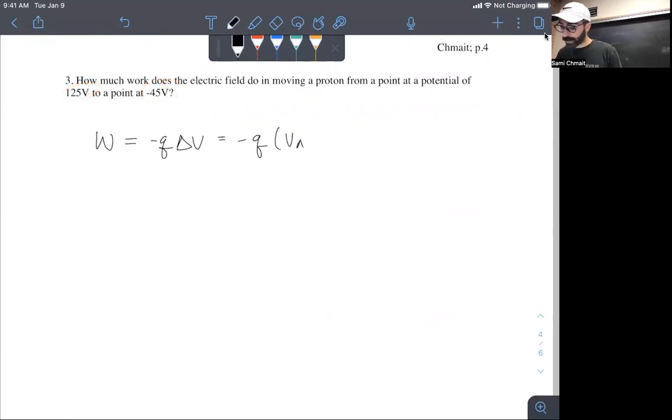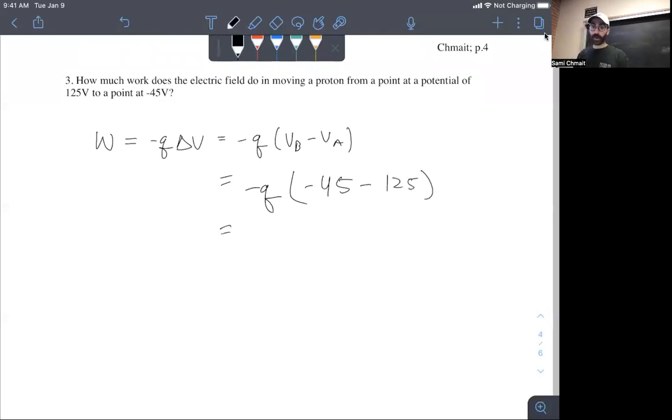Or sorry, VB minus VA. So minus Q, that final position, minus 45. Again, we plug in the negative. And then minus 125. We should know what the charge of an electron is. You'll plug everything in, and you'll come out with 2.72 times 10 to the minus 17 joules.